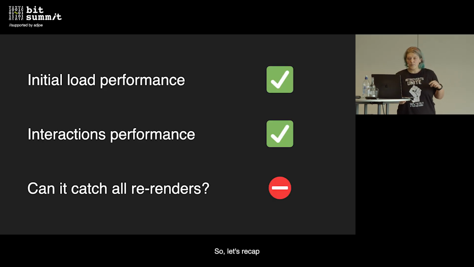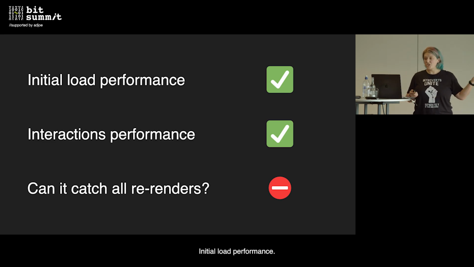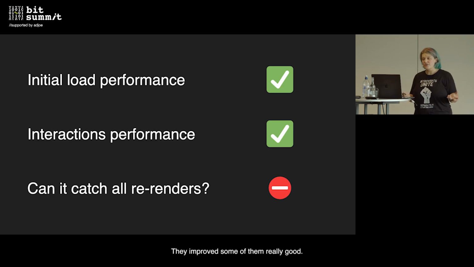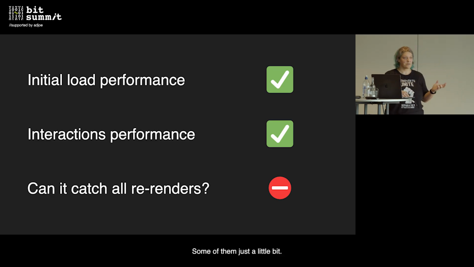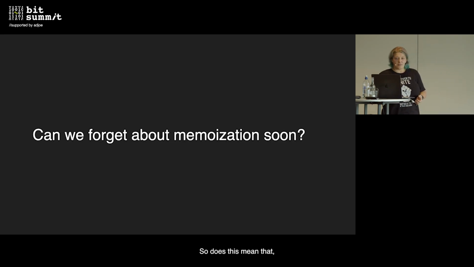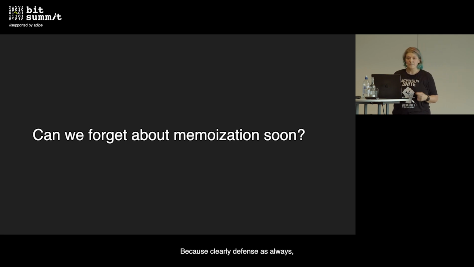So let's recap what we were investigating and how the compiler dealt with it. Initial load performance checks, I saw no negative impact. Interactions, they improved. Some of them are really good, some of them just a little bit. Can it catch all re-renders? No. So does this mean that the answer to this question is, again, a no? Not necessarily, because it really depends, as always.